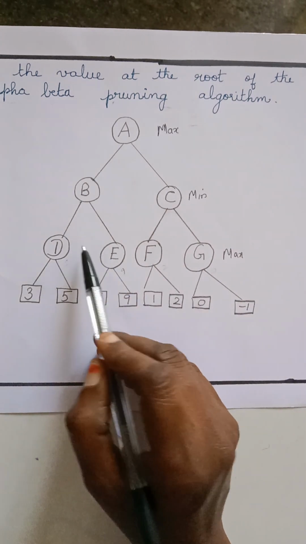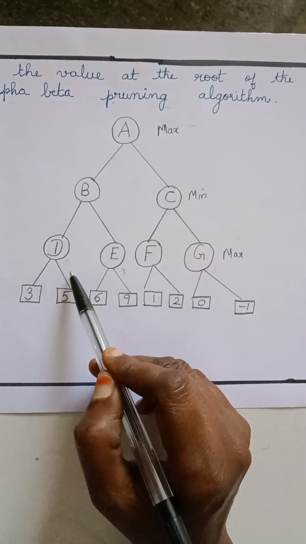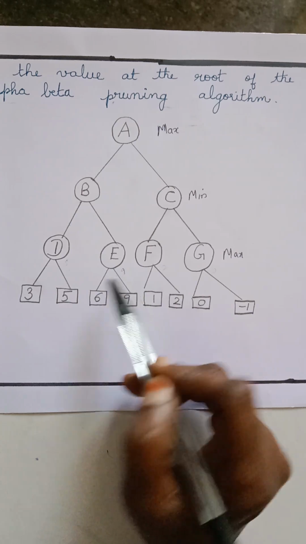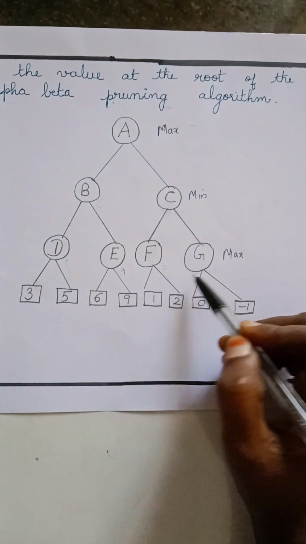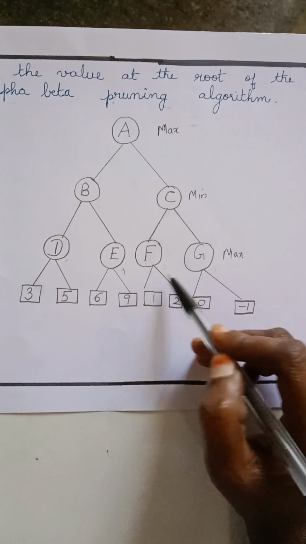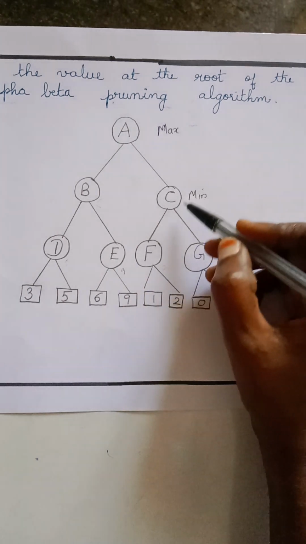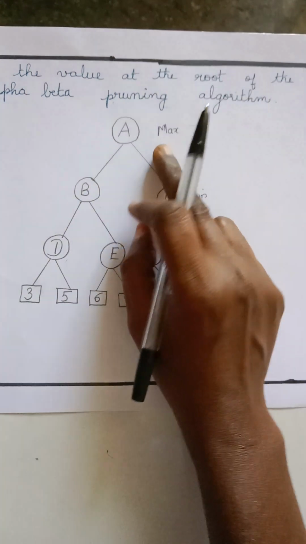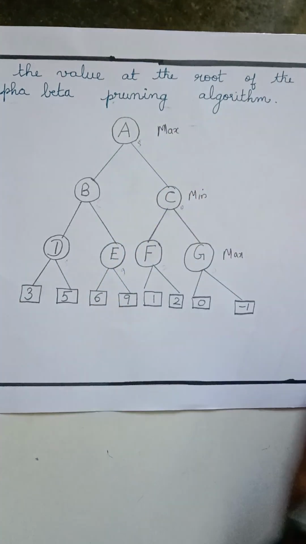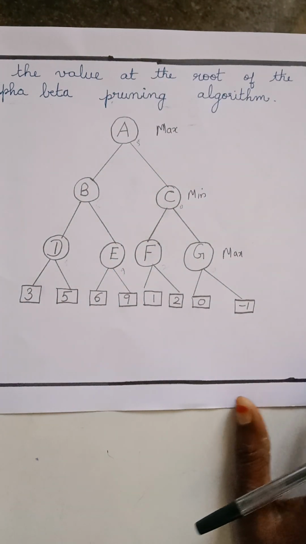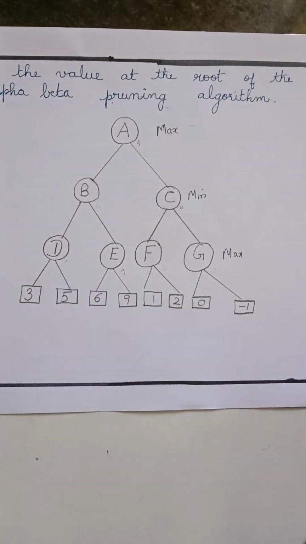Next level it will be the minimum. So minimum means we have to take the minimum of 5 and 9. What is the minimum? Minimum will be 5. Then the minimum among 2 and 0 will be 0. Then I go to the next node, the maximum will be 5. So the value of the root will be 5 only. This is a game tree, and a game tree can easily find out the value.